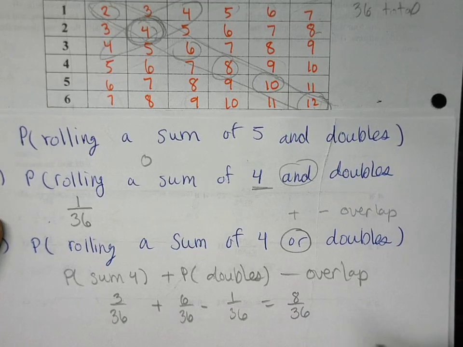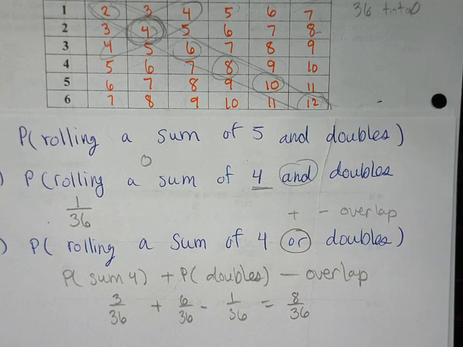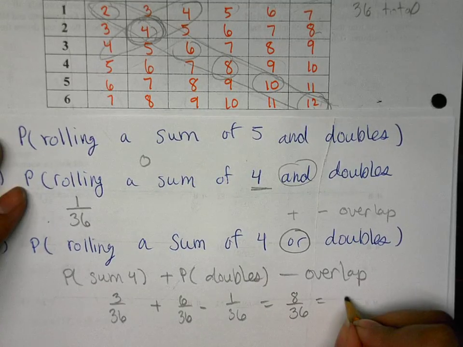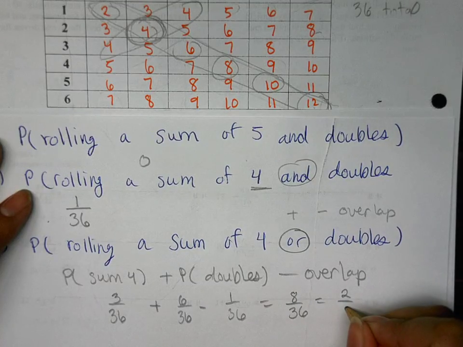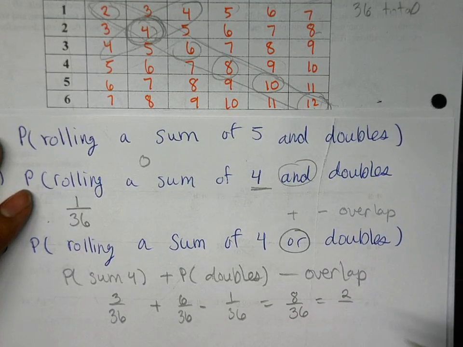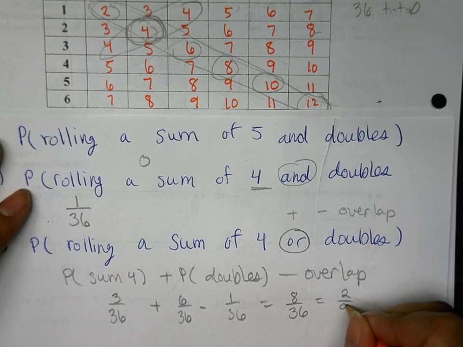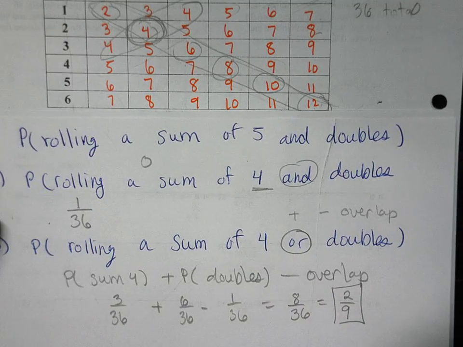And you can reduce top and bottom by dividing by 2 or something bigger. 4. Does 4 go into both of them? Yeah. What's 8 divided by 4? And what's 36 divided by 4? 9. All right, thank you. Any questions on number 3?